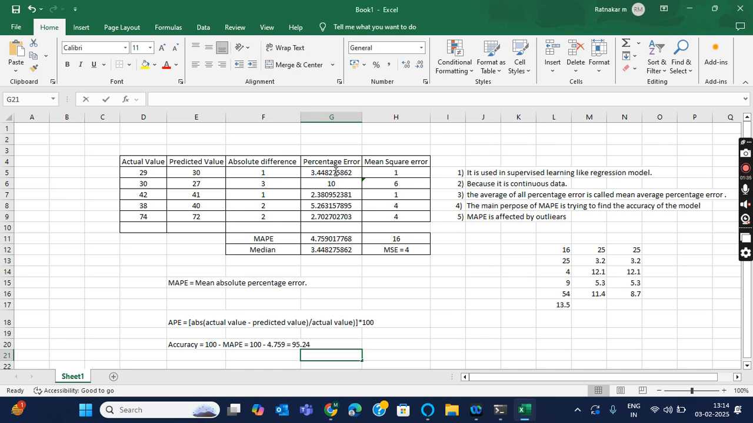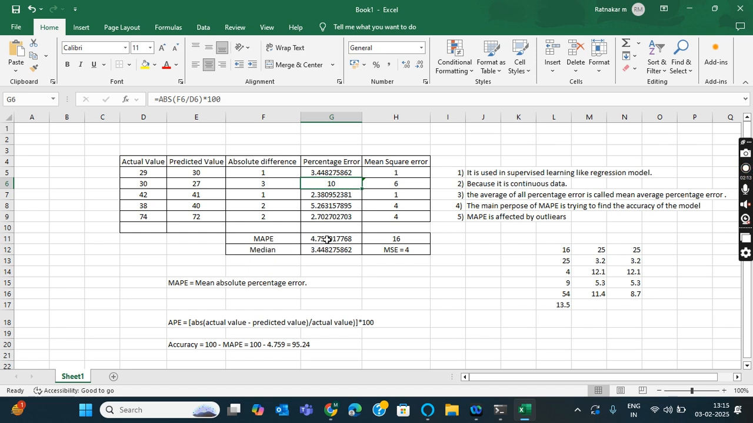And percentage error. Percentage error is 1 divided by 29 into 100. Actual percentage error equals the absolute of actual value minus predicted value divided by actual value into 100. So 3.4482 percentage I got for the first row, and something like this. 3 divided by 30 into 100 is 10 percentage, and 2.3 for this one, and 5.2, 2.7.